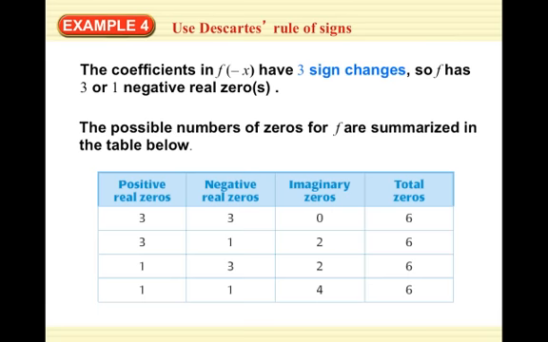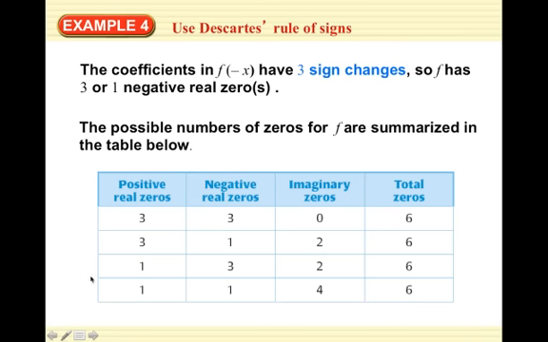So the easiest way to do this is to make a table. You're going to have the first column be positive real zeros, the second column be negative real zeros. Imaginary zeros we're going to have to calculate. And then over here we're going to have total zeros. The total zeros column you can fill in ahead of time. It is the degree of the polynomial, so it's 6. And the values you fill in the row have to add up to 6.